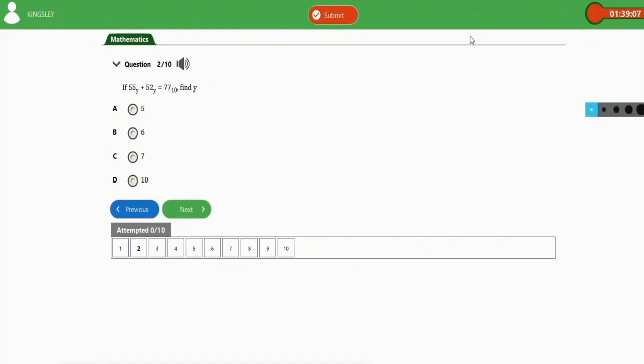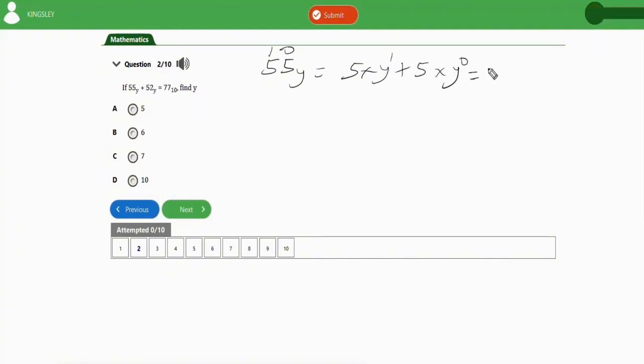So we have this question 2. It says if 55 base y plus 52 base y equals 77 base 10, find the value of y. So as usual, you need to put everything to base 10. So let's convert 55 base y to base 10. This will be 0, this will be 1. So it will be 5 times y to the power 1 plus 5 times y to the power 0. So when simplified, we're going to have 5y plus 5, since y to the power 0 is 1.